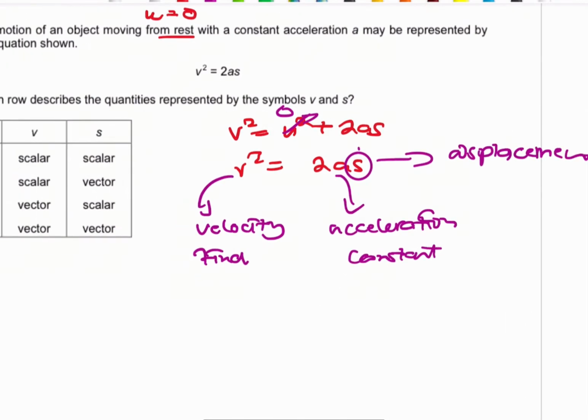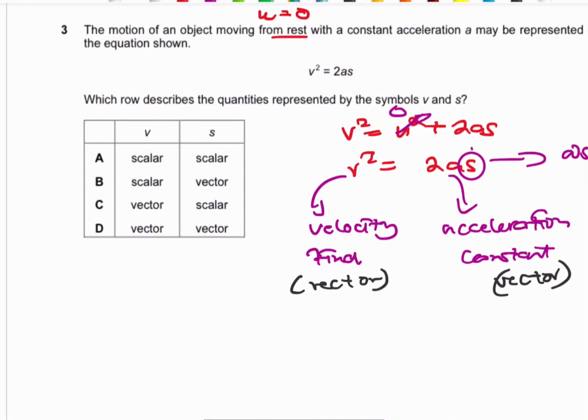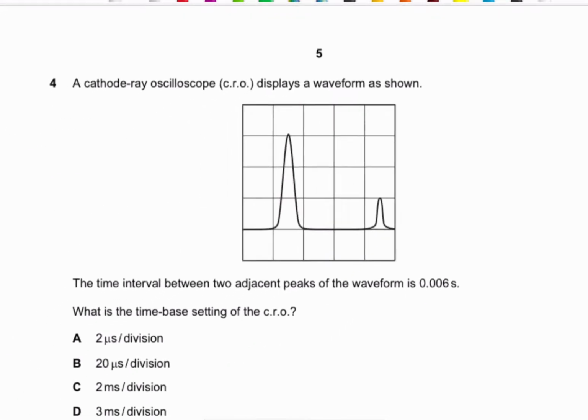And we know that velocity is a vector, okay? Acceleration is a vector, displacement is a vector, so it's going to be vector and vector, and the answer is going to be D. Very important. I'll move to question number 4.